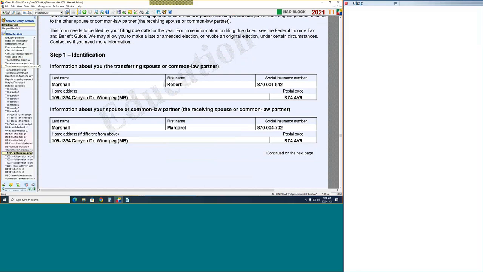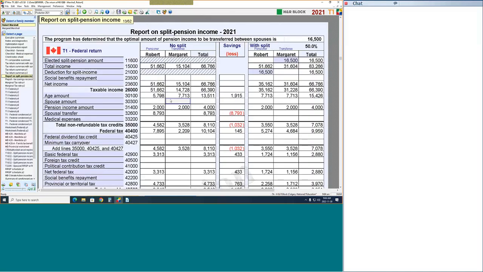I'm going to go back now into our report on split pension. I did ask everyone to look at this at the end of last class and get familiar with it. So I'm going to review how it works. And then we're going to talk about what is the critical option for overriding if we have to be careful about how much net income a person can have in order to access other benefits.